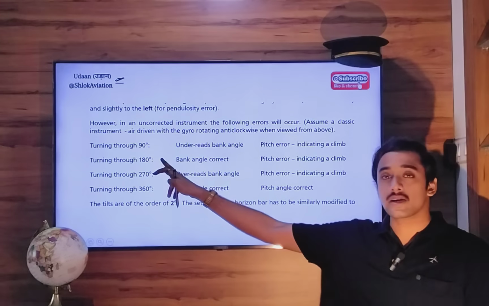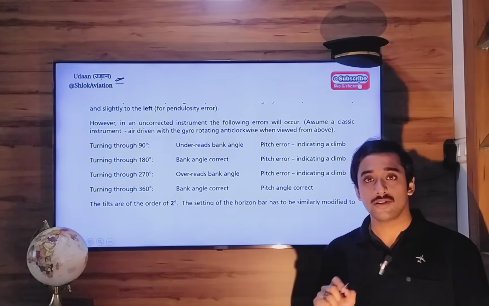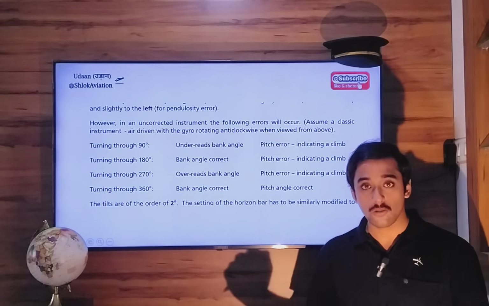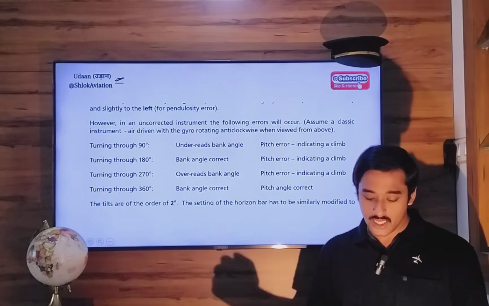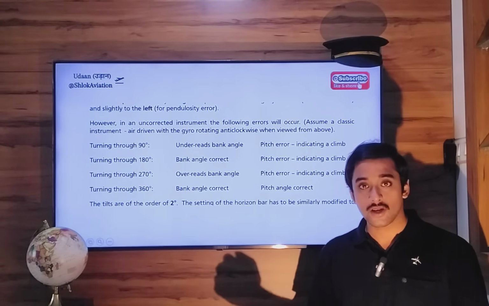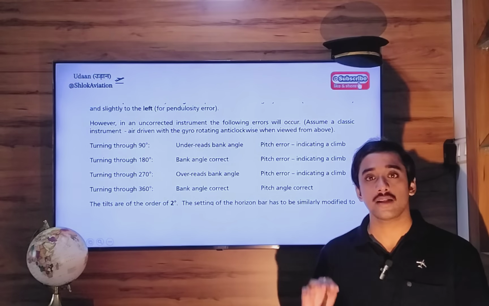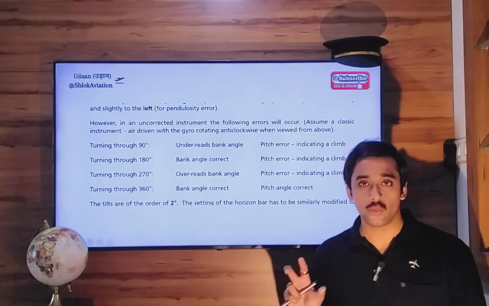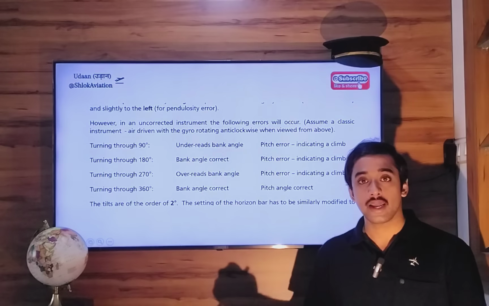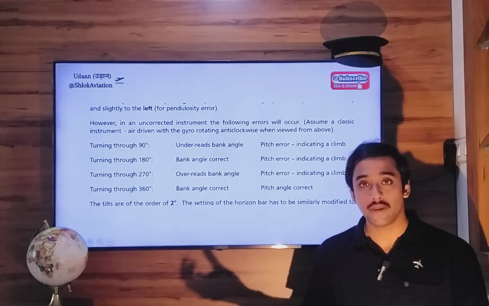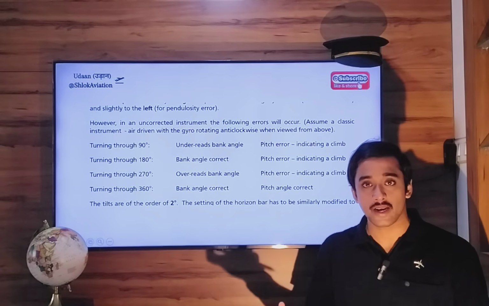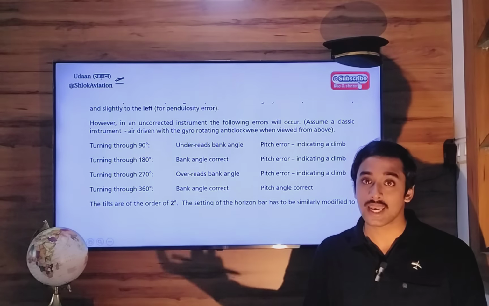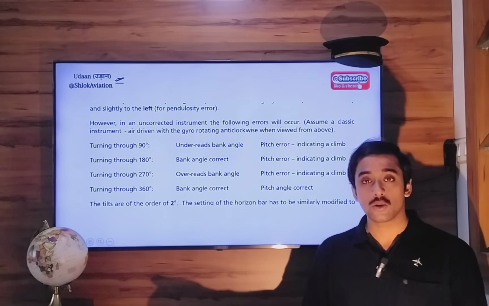So if you are making a 90-degree turn, after the completion of the turn, the artificial horizon will indicate a pitch up attitude. Turn through 180 degrees. When you make a 180-degree turn, after the completion of the turn, the bank angle will be correct. So if you enter the turn at a bank angle of 20 degrees, at the end of the turn, the bank angle indicated to you will continue to remain 20 degrees. Pitch error, again it will indicate a climb. The artificial horizon will indicate a climbing attitude, even though you might not be in that climbing attitude, but the information generated or represented to you is a climbing attitude. Turns to 270 degrees.